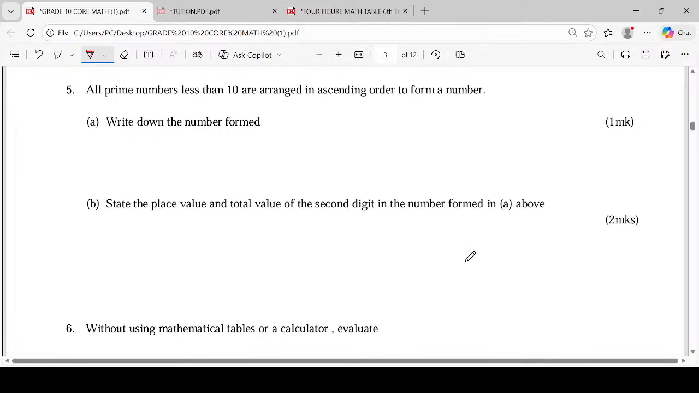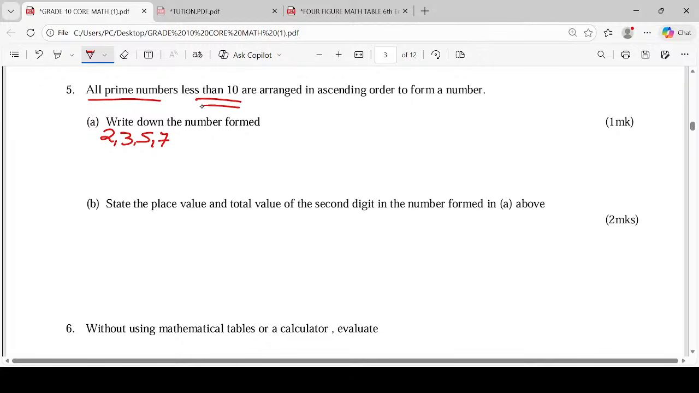The first thing a learner should understand is, what is a prime number? A prime number is a number that has only two factors, that is 1 and itself. So before we write down the number formed, first of all, let's have the prime numbers. The first prime number is always 2. The second prime number is 3, followed by 5, then 7. Those are the only prime numbers that are less than 10.